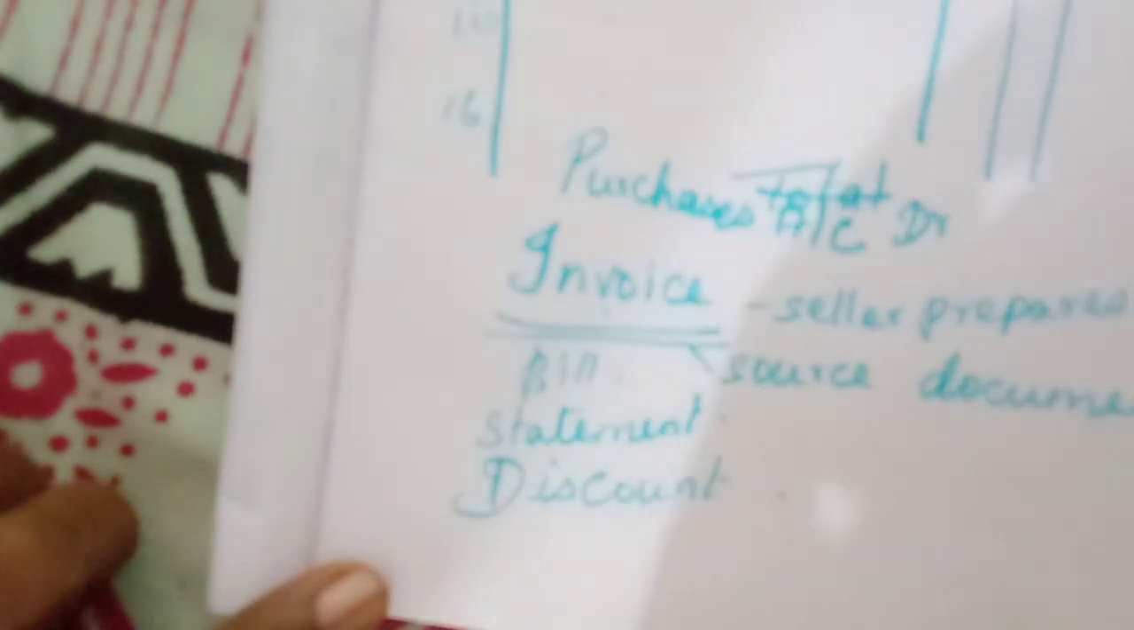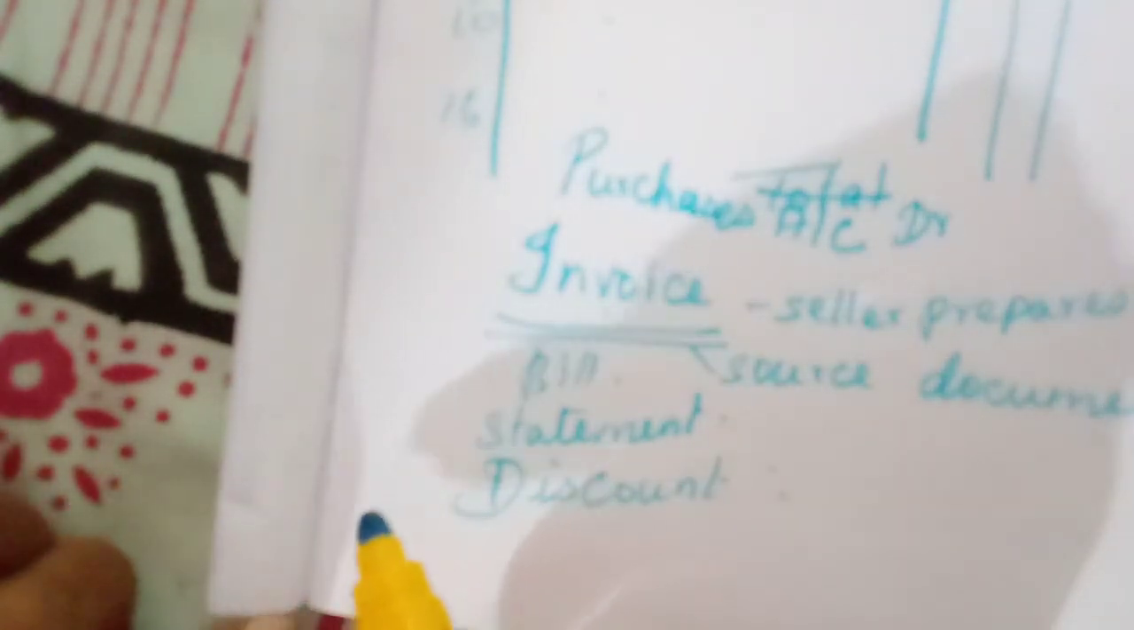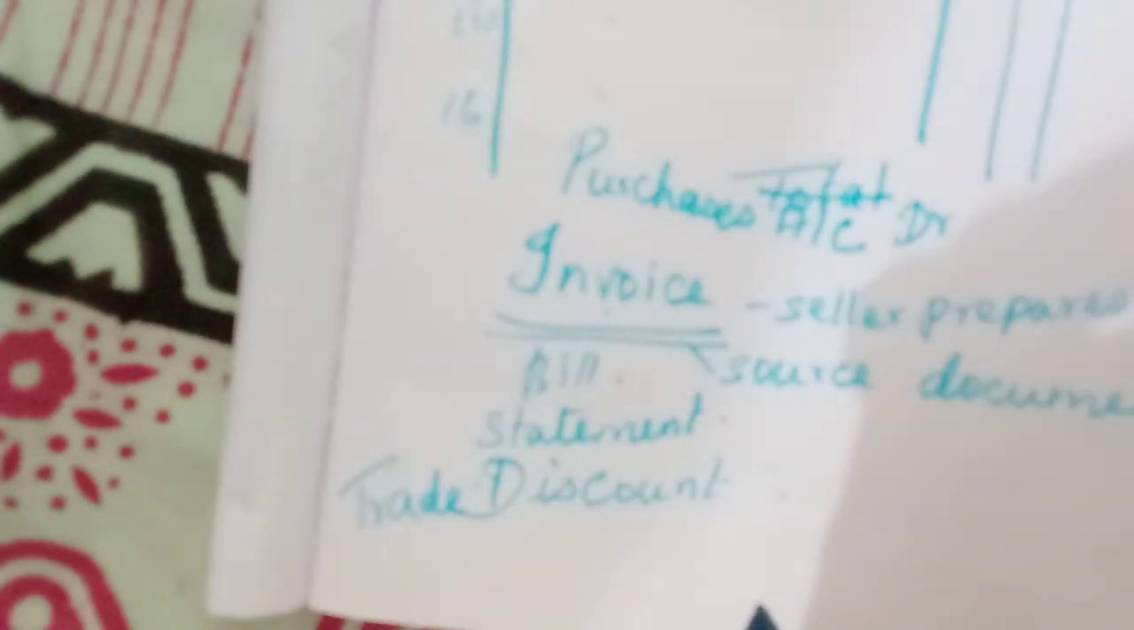Here there are two discounts. Now we will learn about the trade discount. Two discounts are available in the accountancy subject. In the business there are two discounts. One is cash discount. Now here it is the trade discount. What is trade discount? The first discount that occurs in a business is trade discount. This discount is allowed by the seller to the buyer on its invoice price.